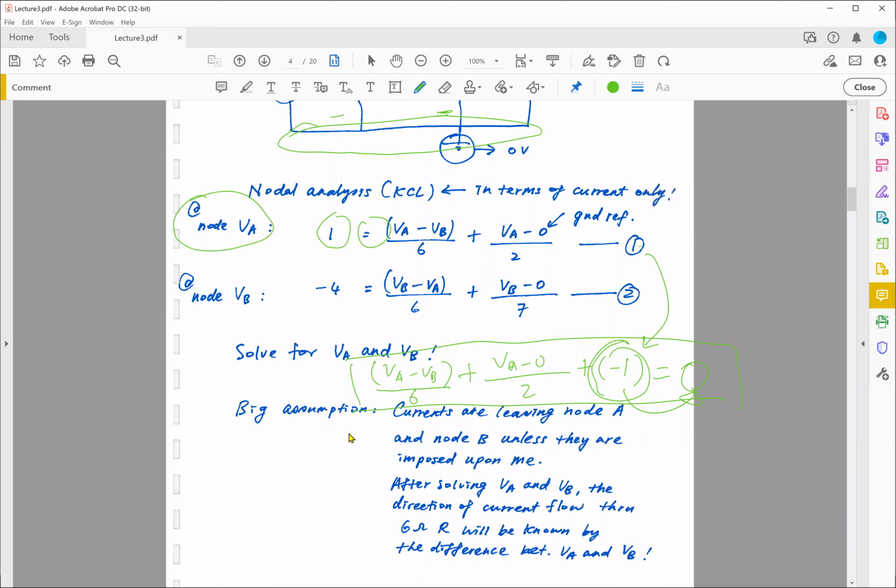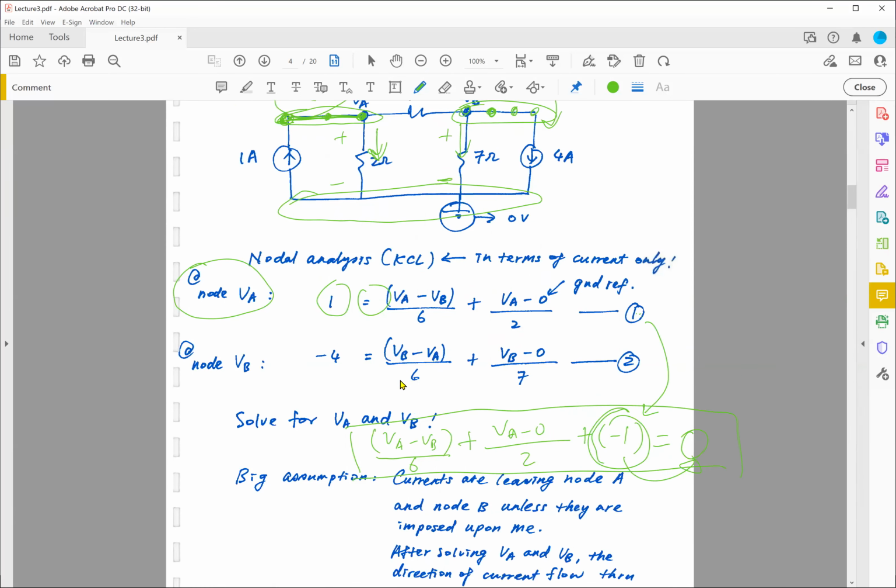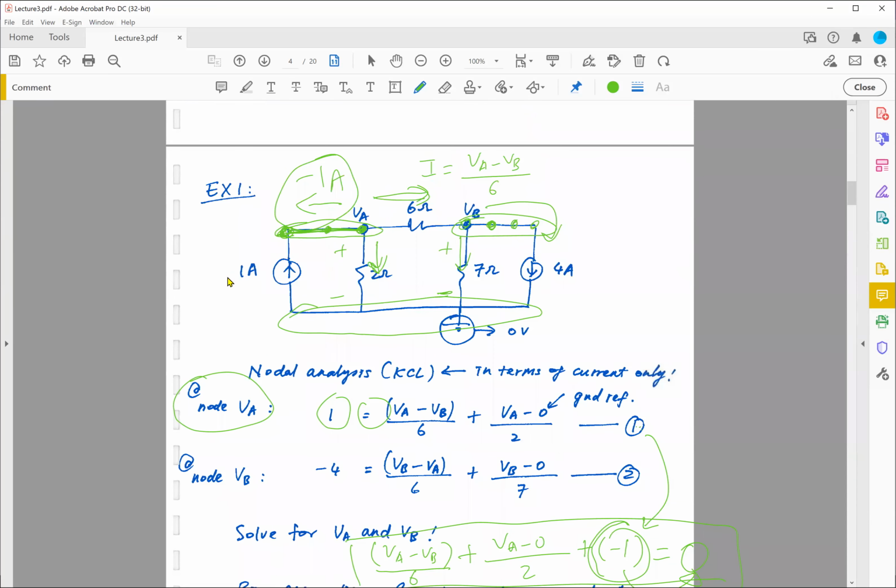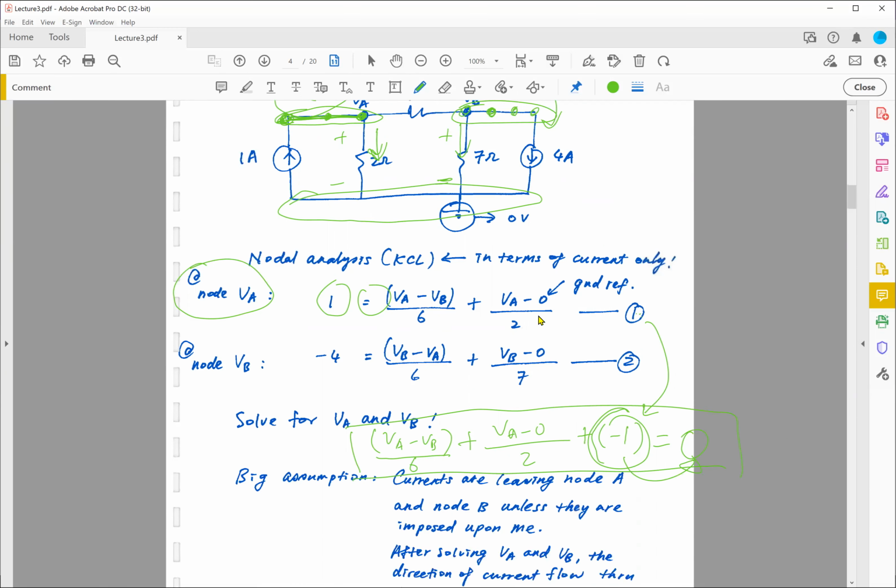One assumption here: the currents are leaving node A and node B. That's my assumption here, unless they're imposed upon me. In this case, this current and this current are imposed upon me. These are fixed. The direction of this 1 amp and 4 amp are fixed. This is set by the problem.